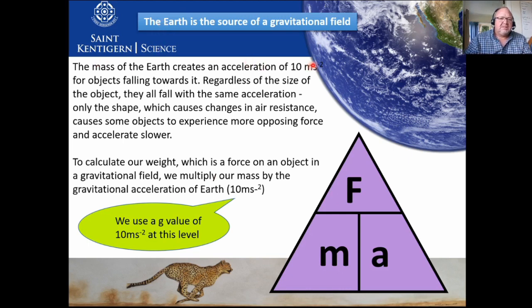Now the mass of the earth creates an acceleration of 10 meters a second squared. We already said that. It does not matter what the size of that thing is, they all fall with the same acceleration. But because of our shape, we have different air resistances, and some objects will experience a different air resistance or opposing force. So to calculate our weight, which is a force on an object in the gravitational field, we must multiply our mass by gravity. Your weight force is going to be your mass times the Earth's acceleration.